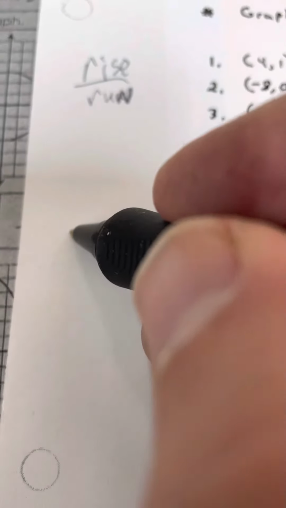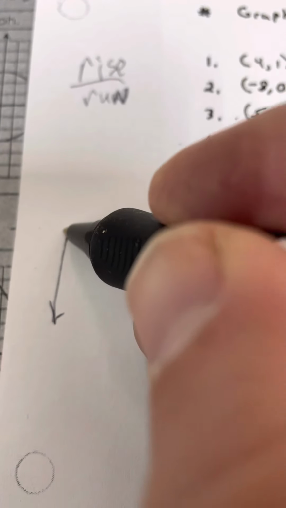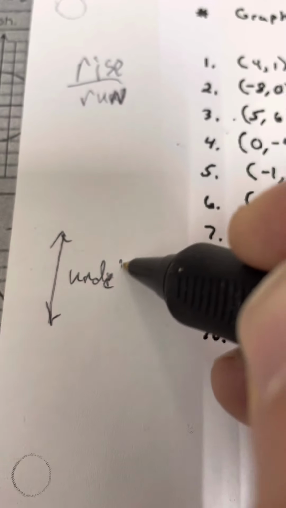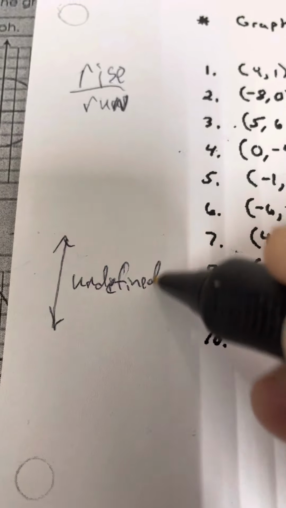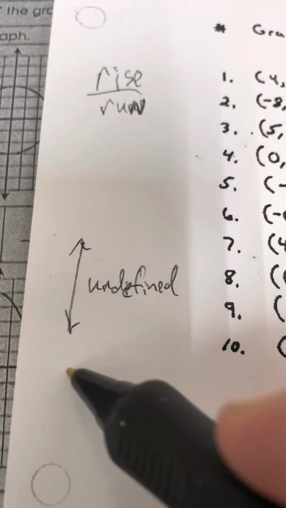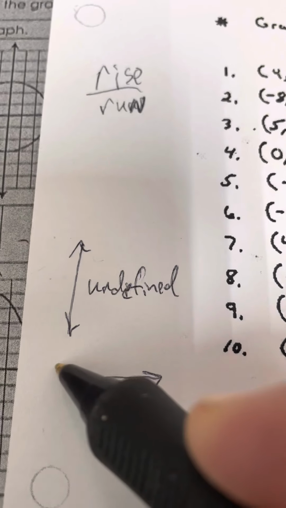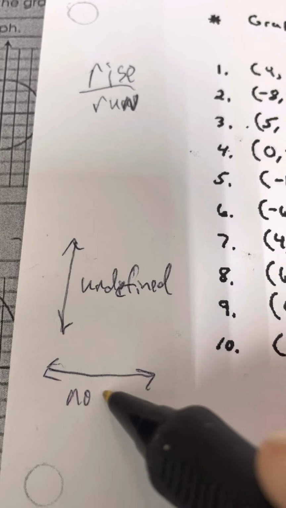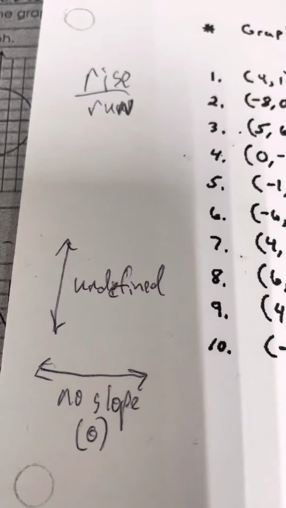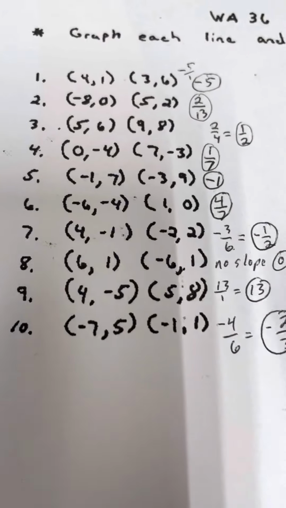So what I'm saying is when you have a vertical line, that is undefined. You can't really define it because it's going up and down, but you can't really tell if it's a positive slope or negative slope. It's just straight up and down. That's undefined. When it's completely flat, horizontal, that's a no slope or a zero slope. Okay, and that's what we have in number 8.